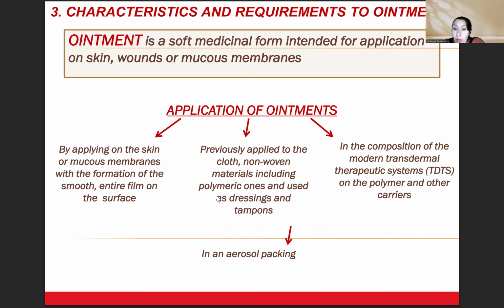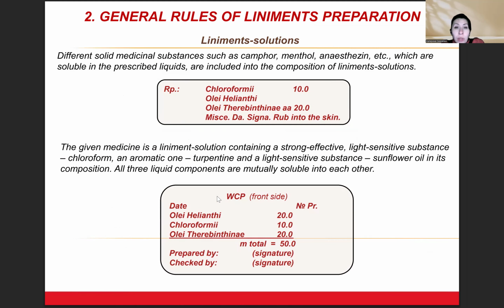Basically, this is everything, but I would also like to draw your attention back to liniment solutions with camphor, menthol, and anesthetine. Camphor, menthol, anesthetine, and the rest of the substances are very easily soluble in oil, but they have a peculiarity. I hope you remember from powders that camphor, menthol, and anesthetine, when mixed together, form a eutectic alloy. Crystals form liquid, and this liquid is not mixable with anything. So when you have camphor, menthol, and anesthetine prescribed together with sunflower oil, to avoid formation of eutectic alloy, you need to mix them separately.